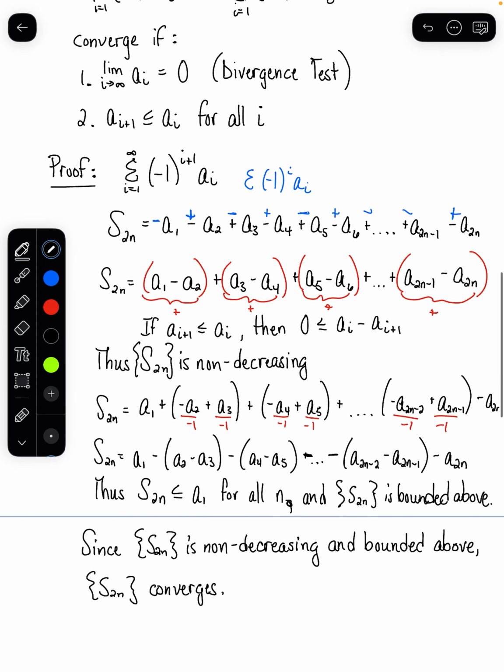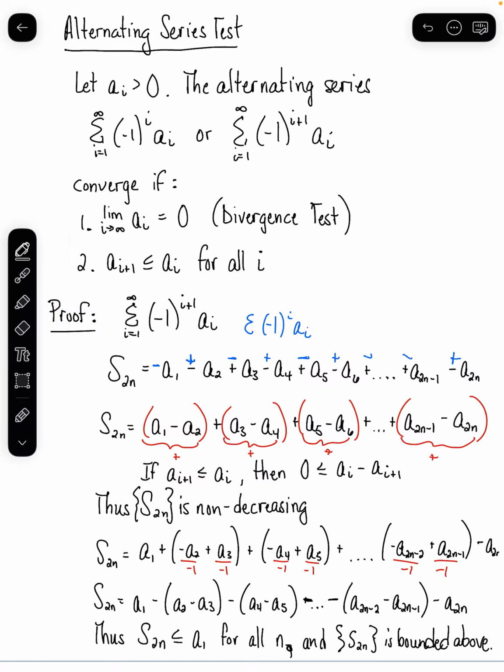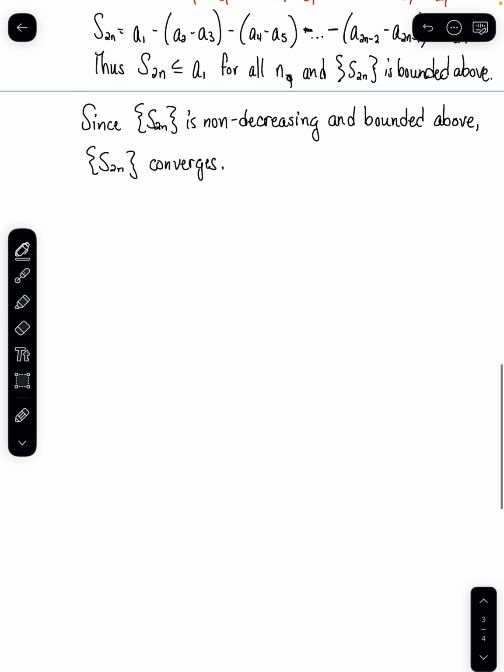So again, under the requirements of the alternating series test, that the terms approach 0 and that each new term is smaller than the previous term, or at least no bigger than it. Under those two assumptions, we have shown that the series of partial sums is monotonic and bounded appropriately. Thus, it must converge. Let's look at some examples where we can apply this.